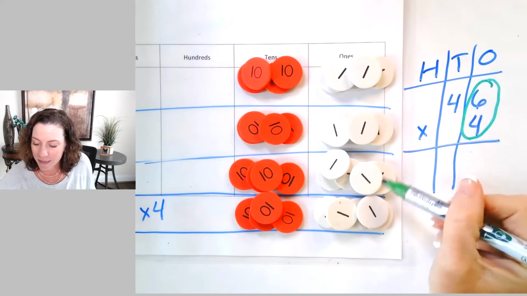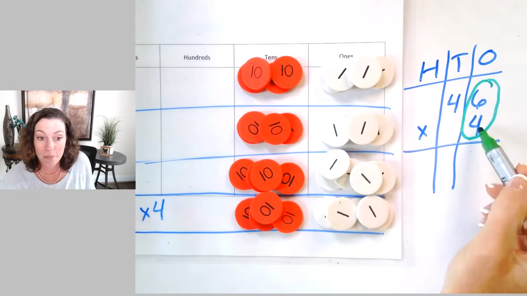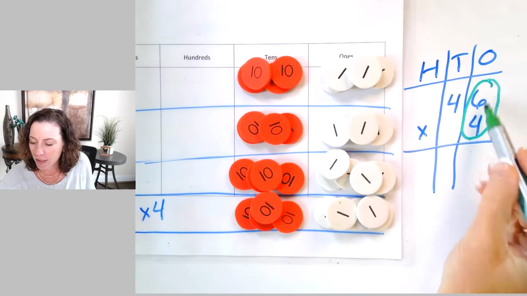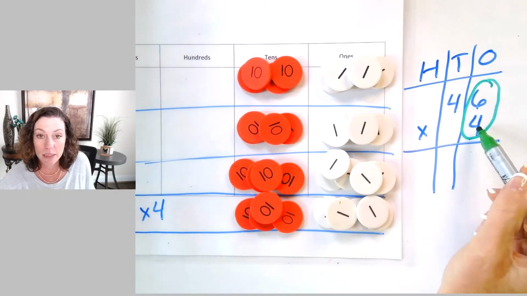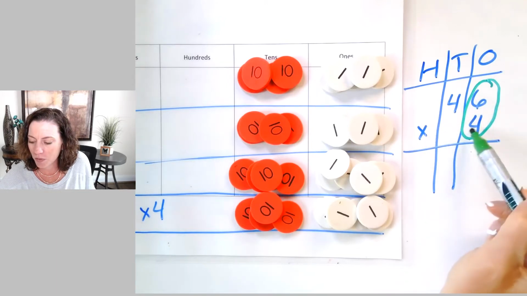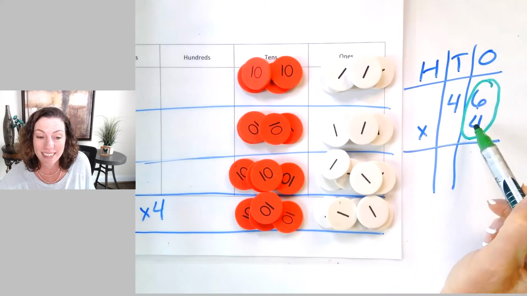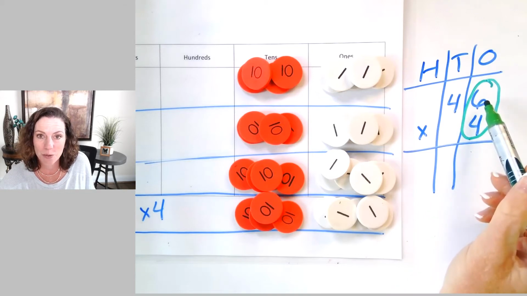Can I count by 6s? Maybe, but it's easier to count by 4s, isn't it? So you can look at these two numbers and figure out which one is easier for me to count by. I can look at this as 6 groups of 4 or 4 groups of 6, right? So I can count by 4s 6 times and I get to 24.